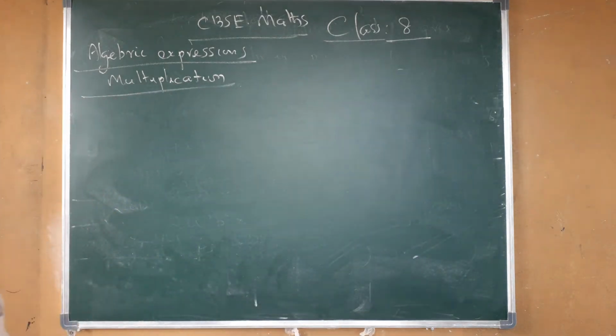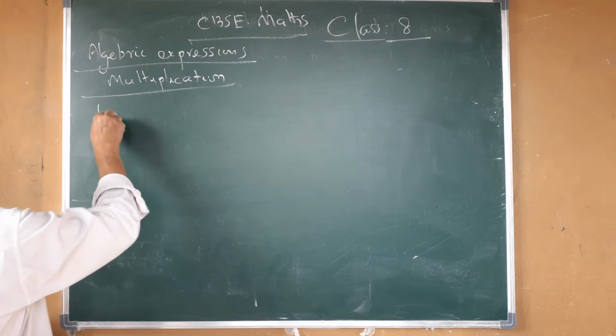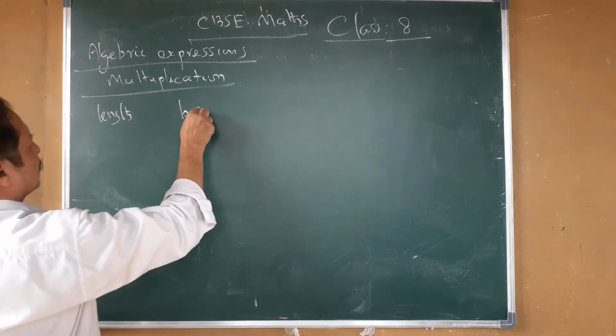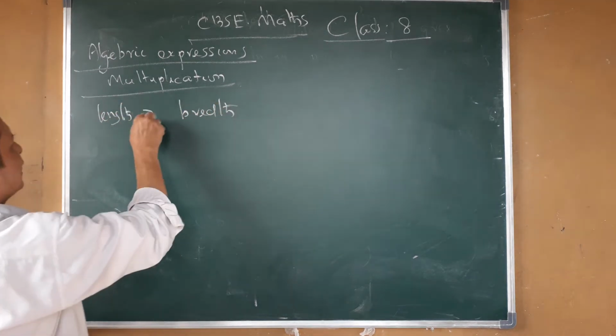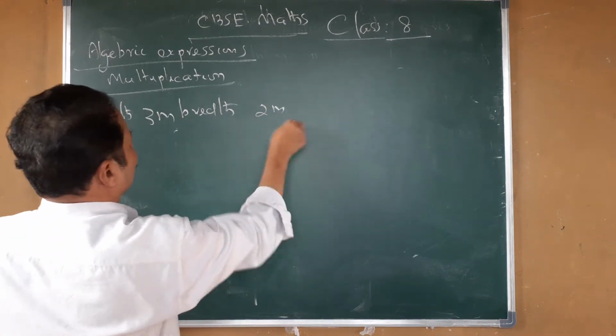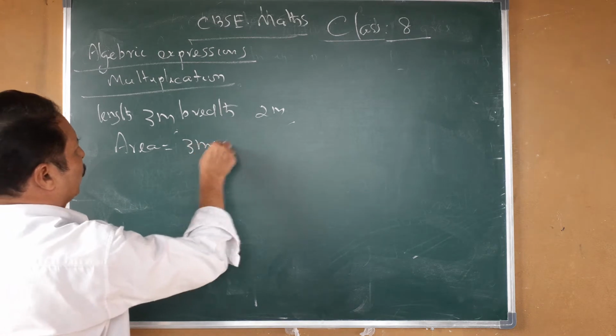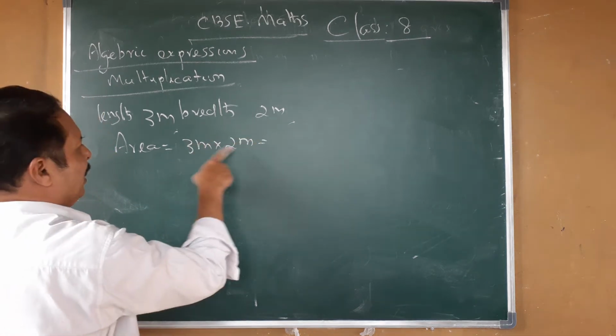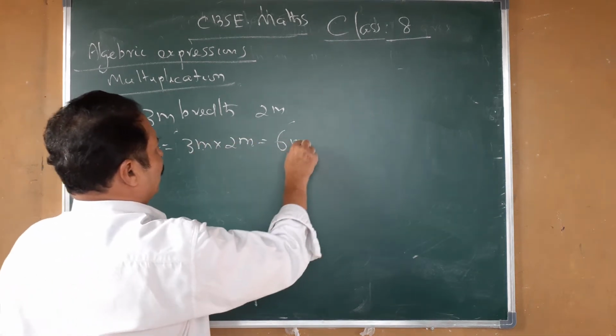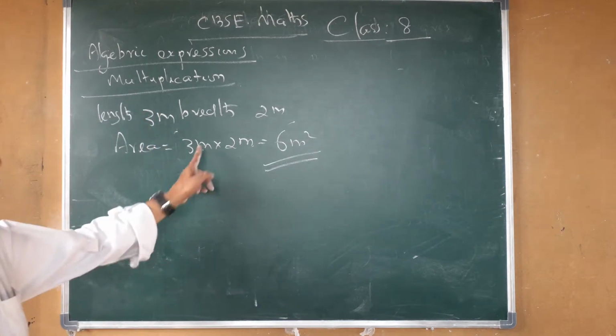Another monomial example. Look at here. In a rectangle, the length and breadth are given as 3m and 2m. What is the area? Are you ready? That is length into breadth. 3m into 2m. 3 into 2, 6. m into m, m square.